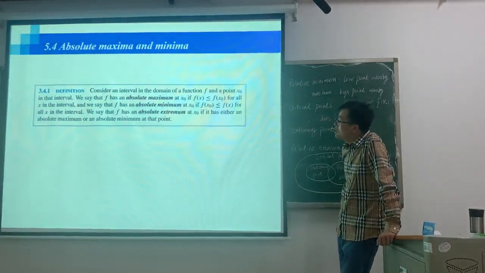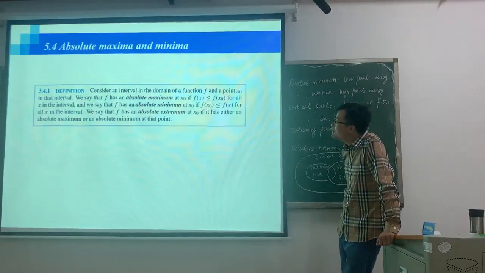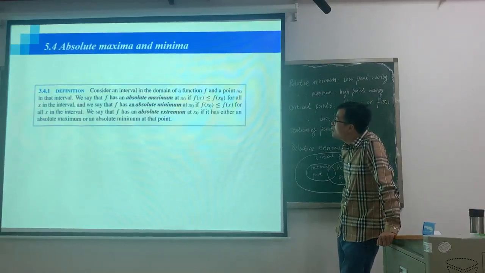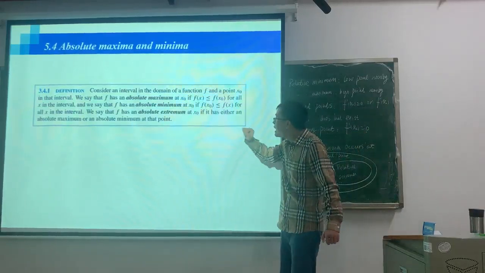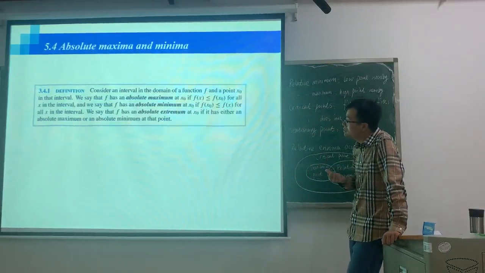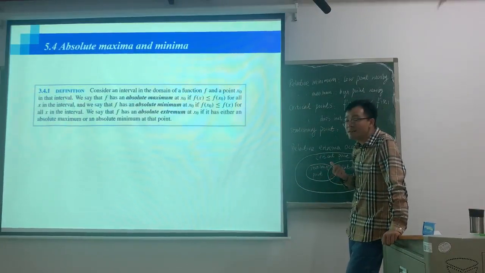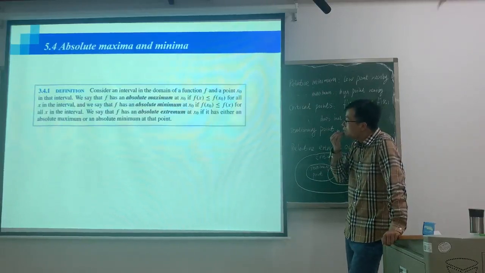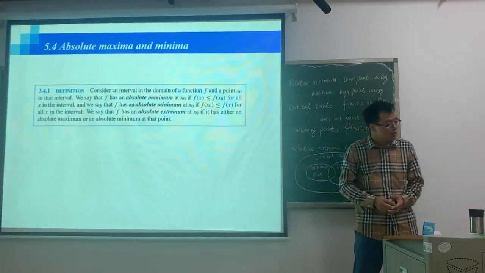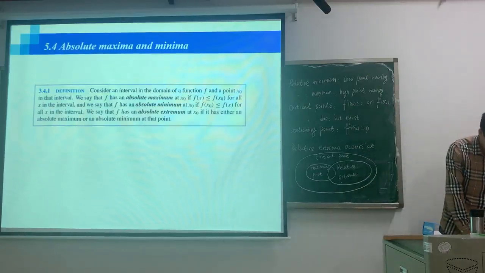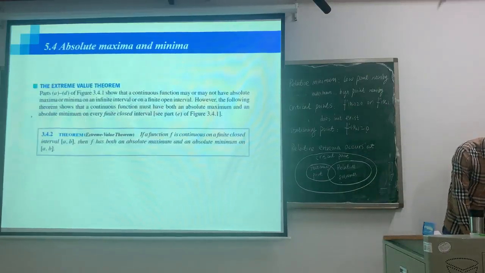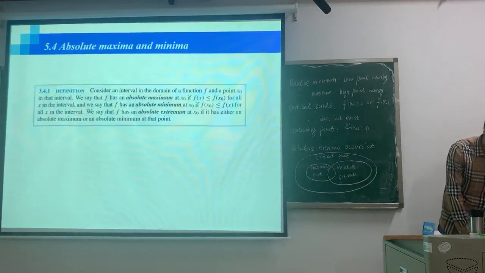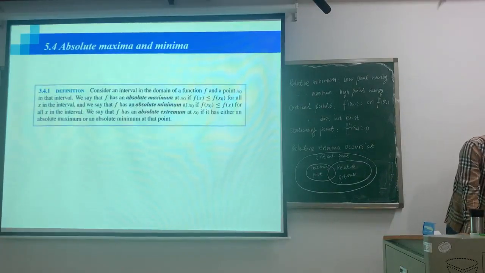So we say that f has an absolute extreme at x0 if it has either an absolute maximum or absolute minimum at that point. So this is the definition of the absolute maximum or minimum on an interval.